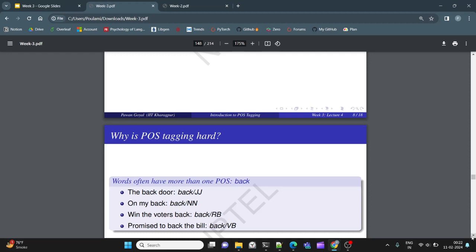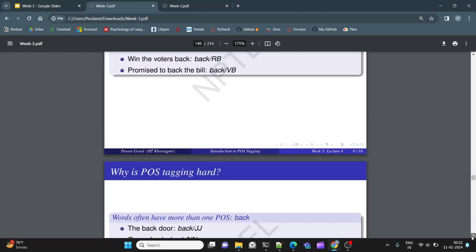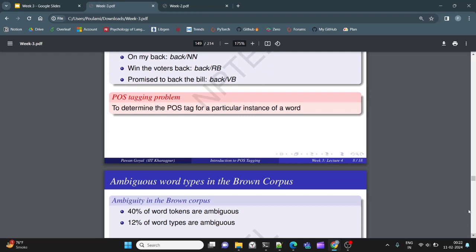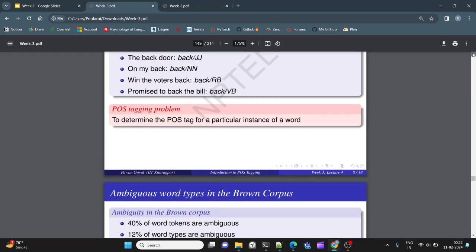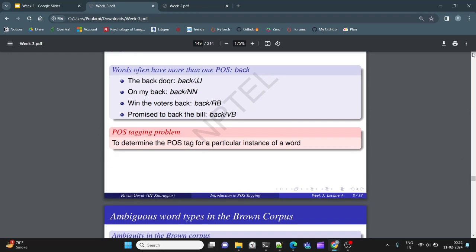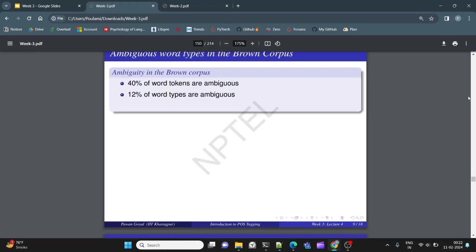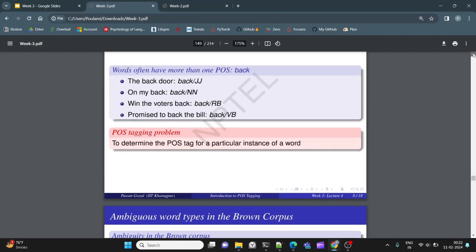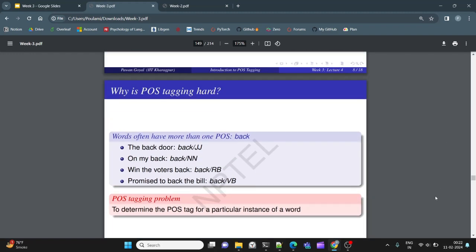"Finalists promise to back the bill." Here back is a verb. So same word but different part of speech, four different parts of speech in four different sentences. This is a cause of ambiguity, and this needs to be dealt with. This is very challenging in part of speech tagging.